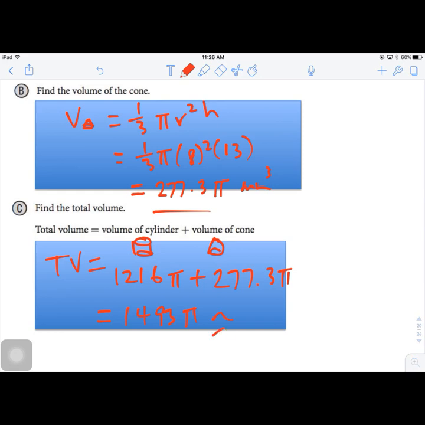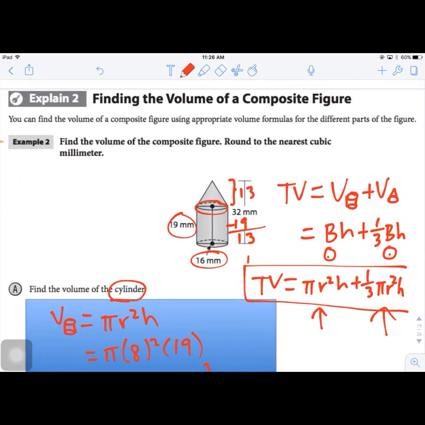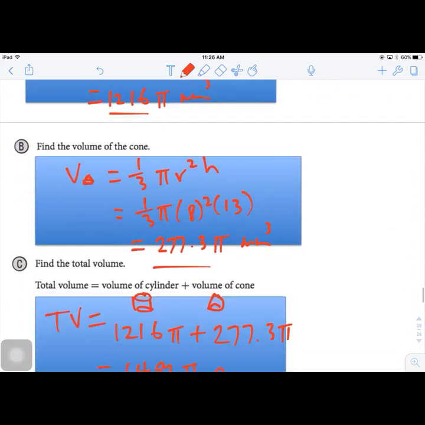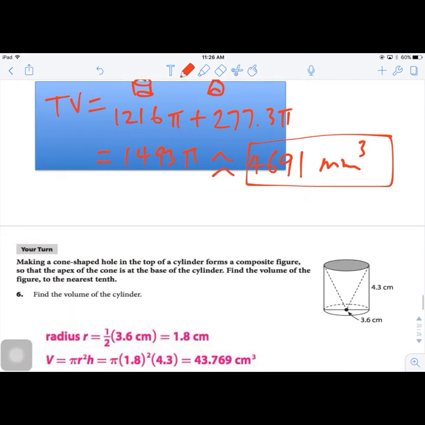And let's round it off to a decimal. And let's go back to the problem. It says to the nearest cubic millimeter, which means no decimal. So we're going to approximate it to 4,691 cubic millimeters. So go ahead and make sure you use your calculator to verify that those are the answers throughout the problem. You may go back to the video if you need to.